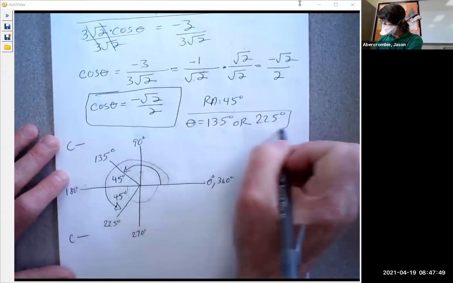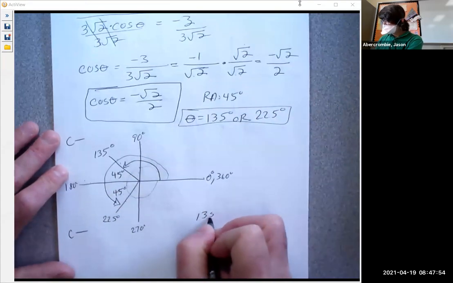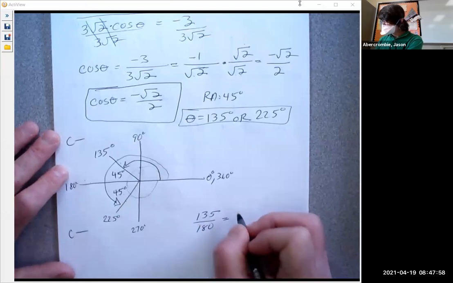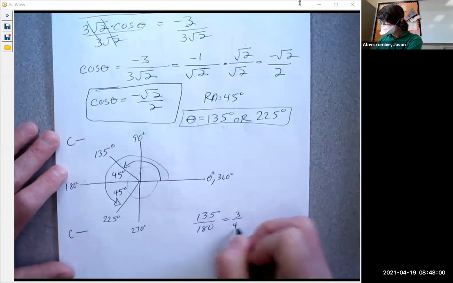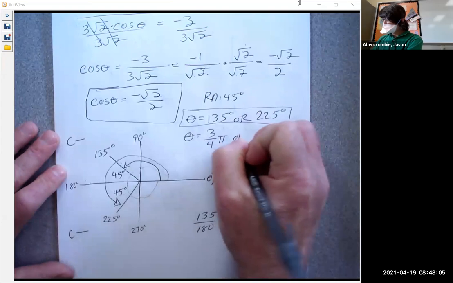And so that is my answer in degrees. You also could have said, what about 135 over 180? What's that? Well, that's going to be 3/4. So theta could have been 3/4 pi radians.